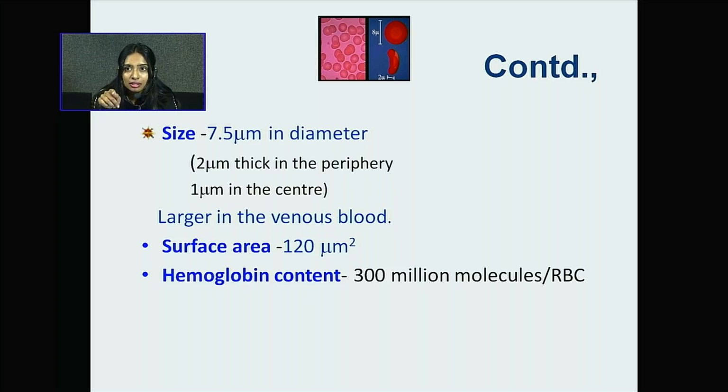Then, as you can see in the diagram above, the diameter of the RBC is around 8 micrometer. And then, as you can see downwards, the periphery, the outer part of the RBC, is almost 2 micrometer. So that is the thickness in the periphery, in the outer part.